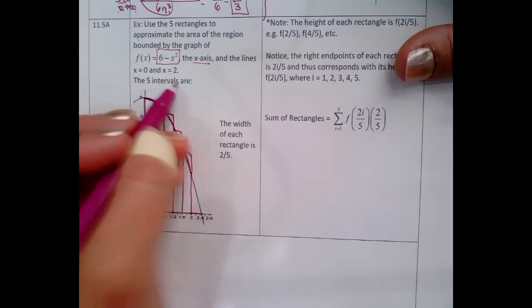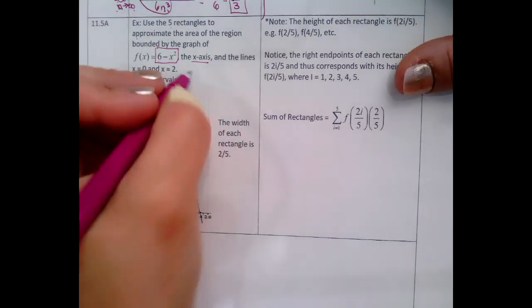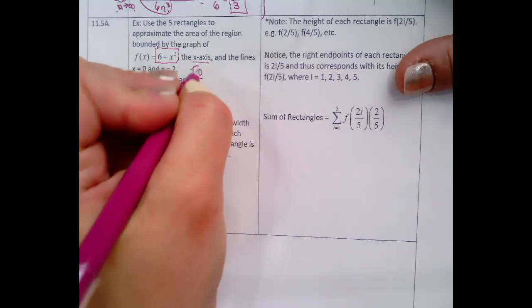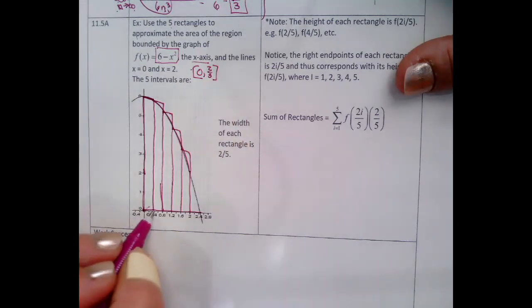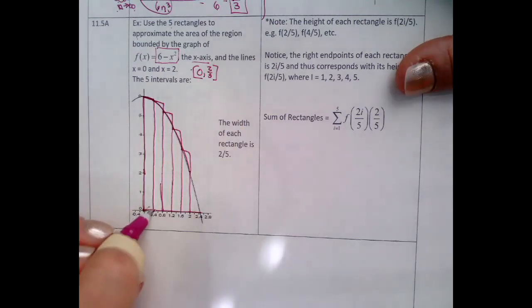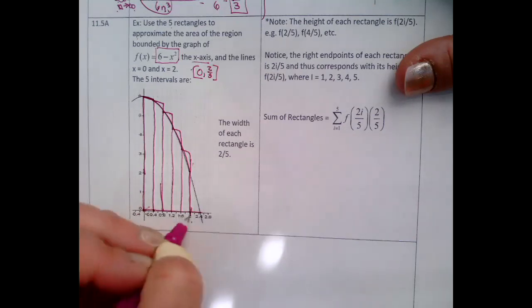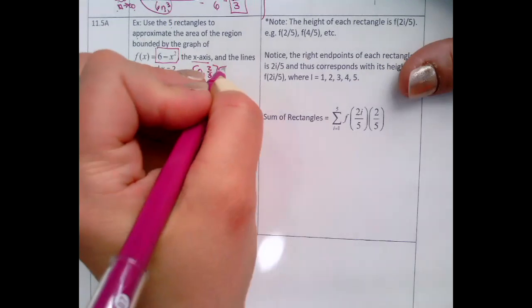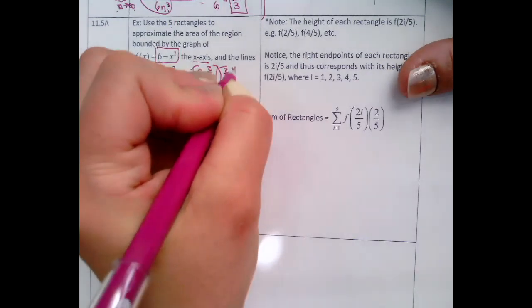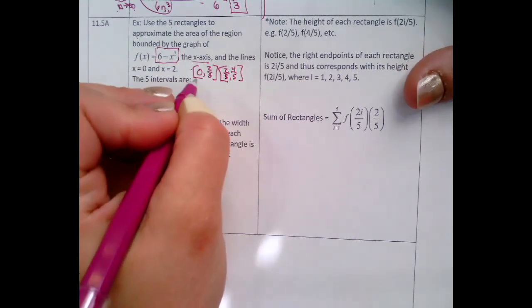All right, so the 5 intervals that we're looking at are 0 to 2/5. That's our first rectangle, because this is 2 out of 5. So it's the number 2, so how many x's we have in our interval divided by 5 rectangles. Okay. And then it's going to be 2/5 to 4/5. And then it's going to be 4/5 to 6/5.